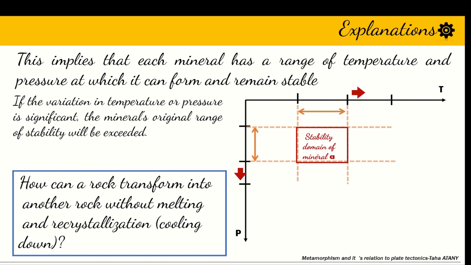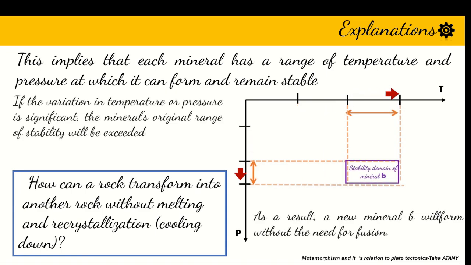And we know that in an ever-changing environment such as the underground layers of Earth, there will be variation of temperature and pressure according to geological phenomena related to it. So there will be this variation. If the variation of temperature or pressure or both is significant, the mineral's original range of stability will be exceeded. Therefore, we will move to another stability domain of another mineral called mineral B. As a result, a new mineral B will form. We'll have at the beginning mineral A, and now we have mineral B.